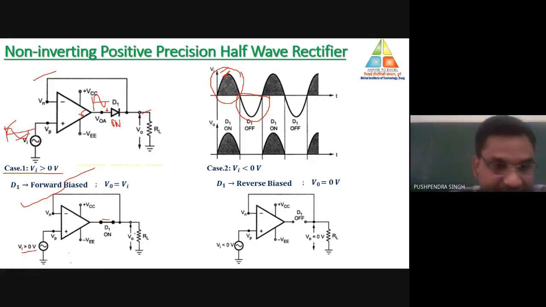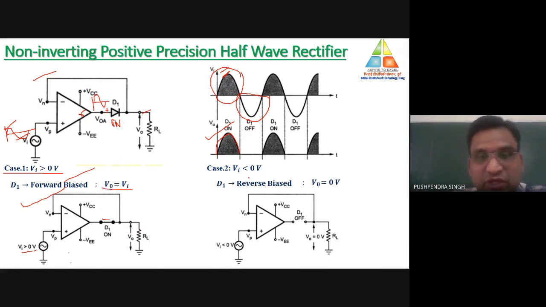In the same way, the output signal will be the same as the input signal. So whatever the level of the input signal, the same voltage we get at the output terminal. So when the level of the input signal is more than 0 volt, for the input signal we get the same output at the output terminal of the op-amp. V0 is equal to V.